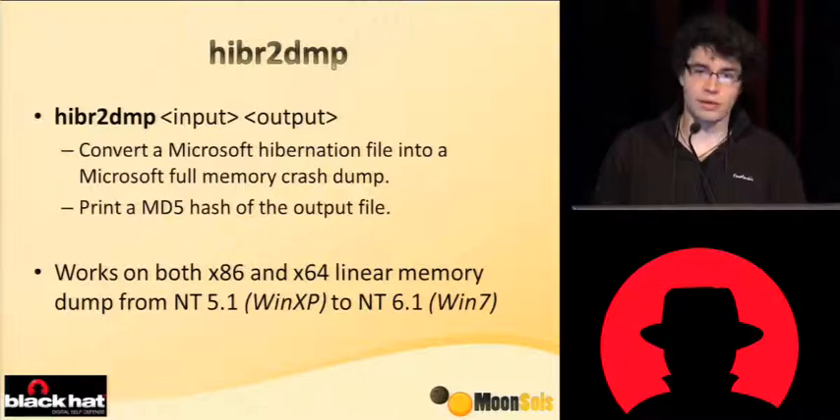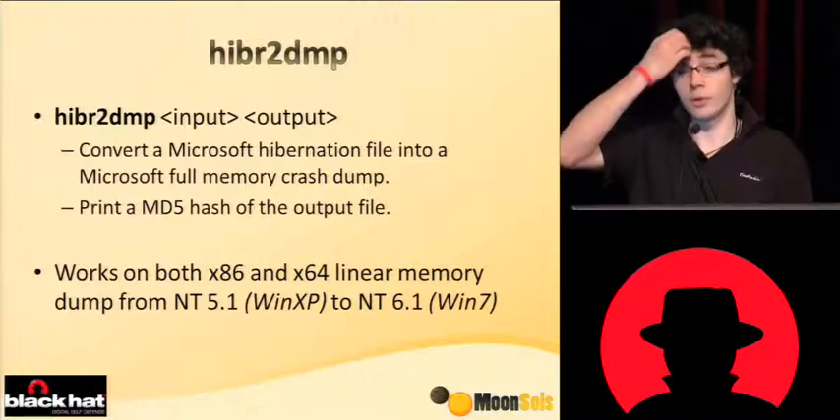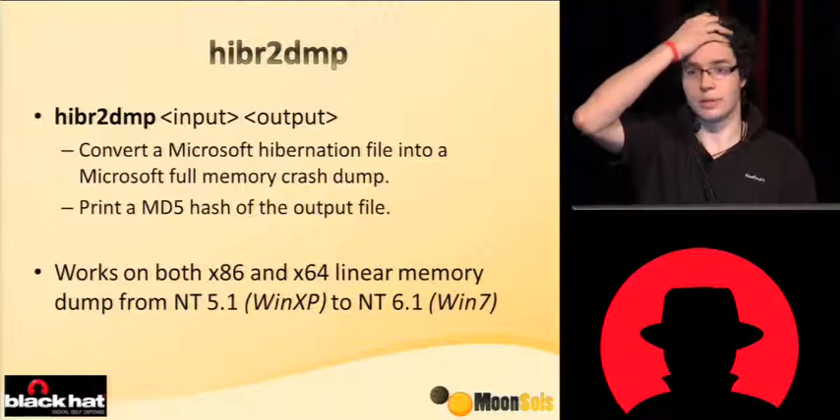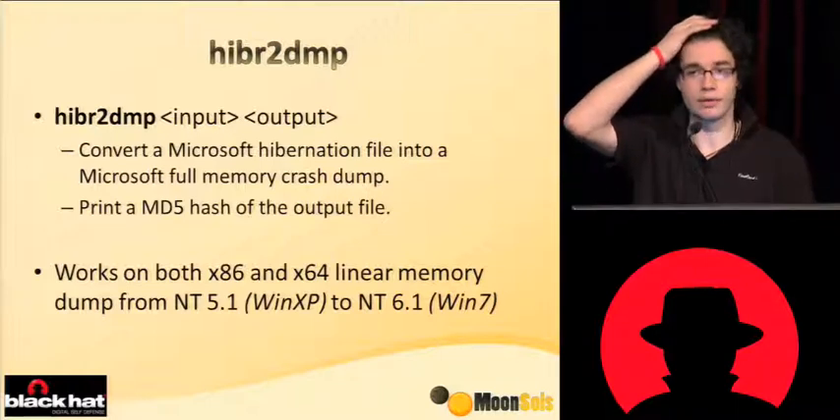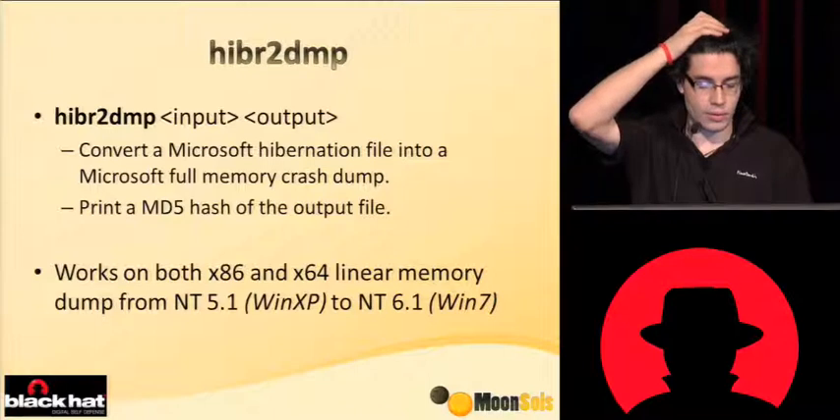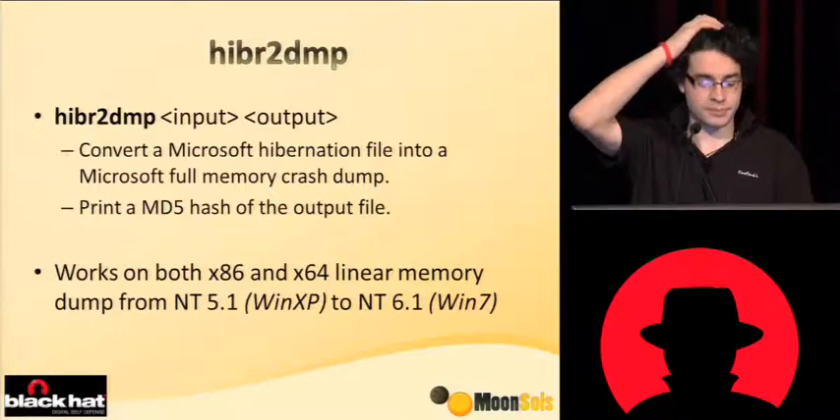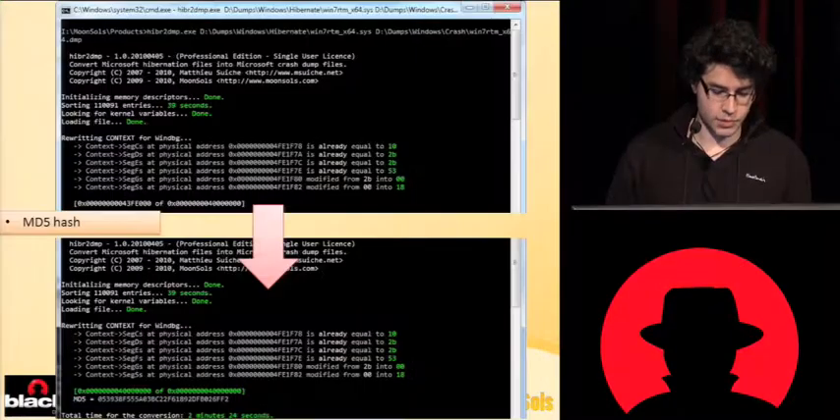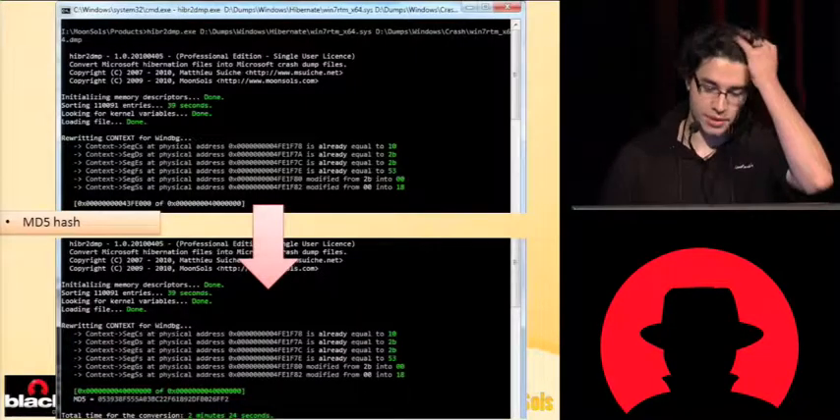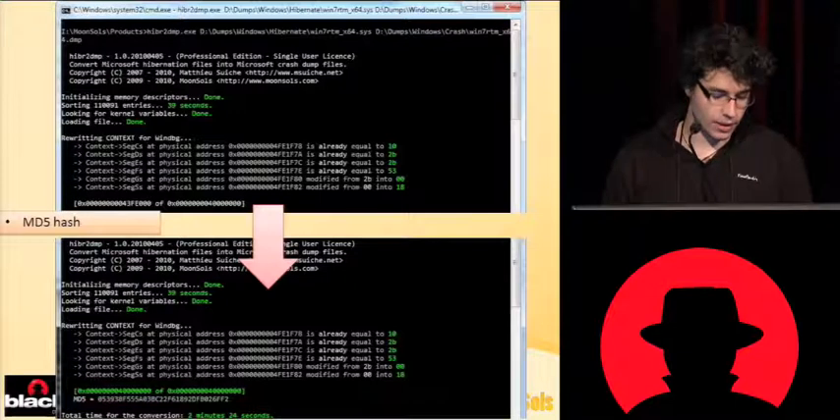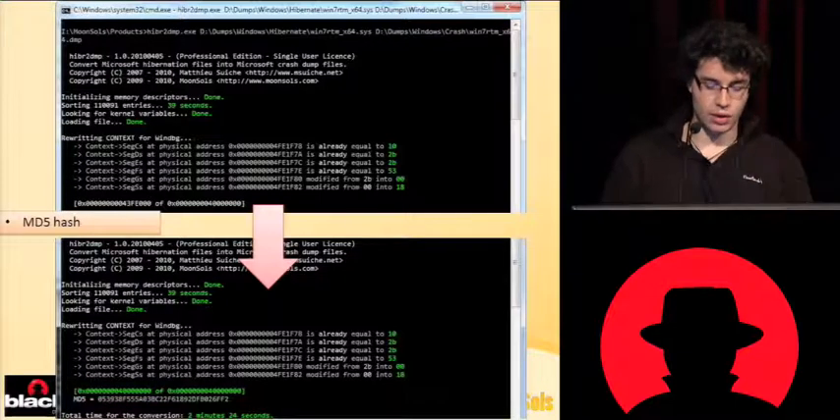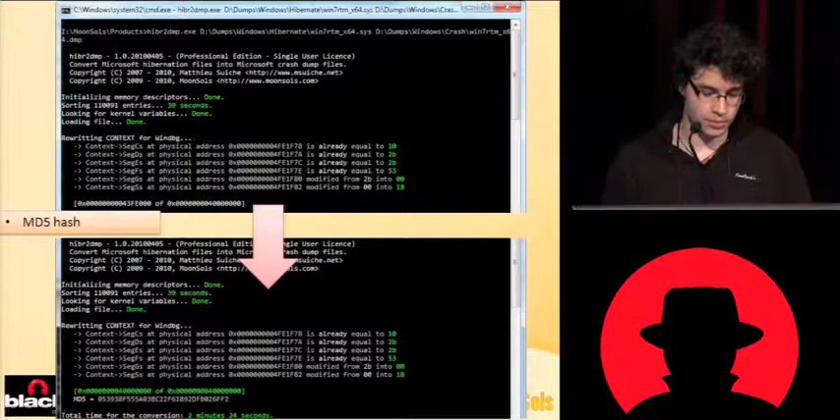So let's say you have your Windows hibernation file of Windows 7 SP1, which is still a beta. You will still be able to analyze it, which is really a challenge for the forensic scene. So here is what you see when you try to convert a hibernation file into a Microsoft crash dump.